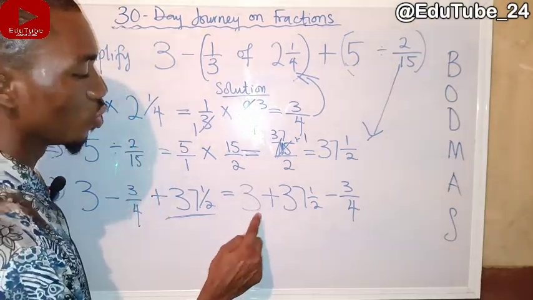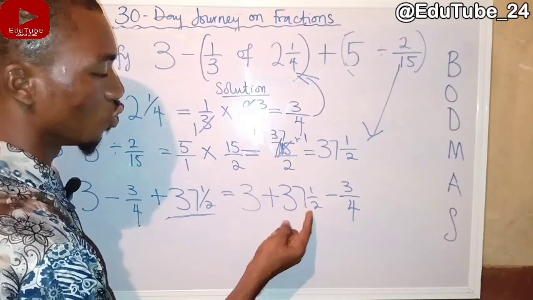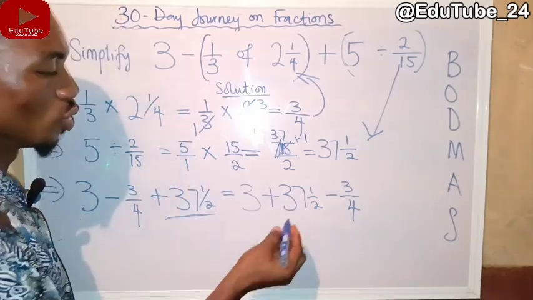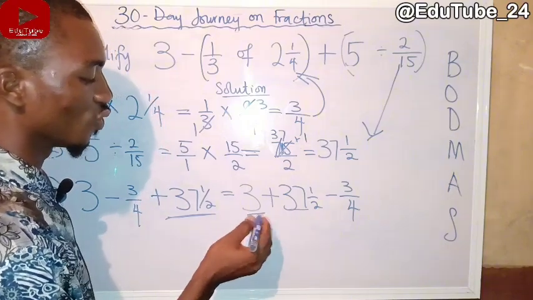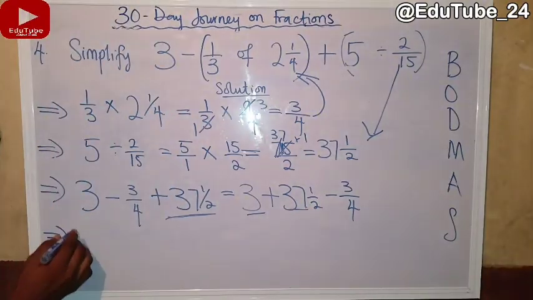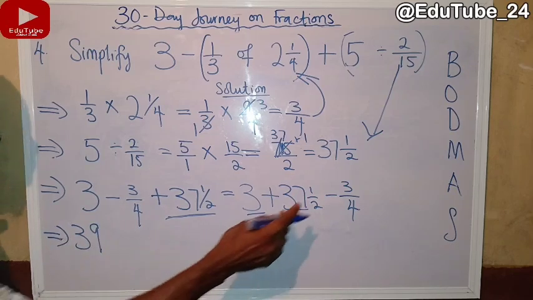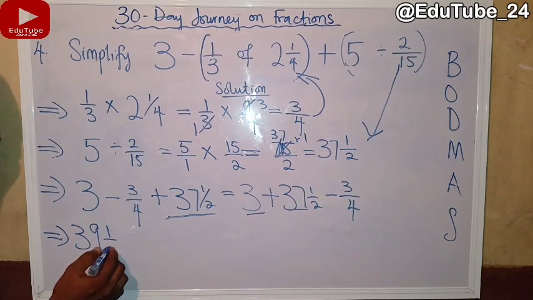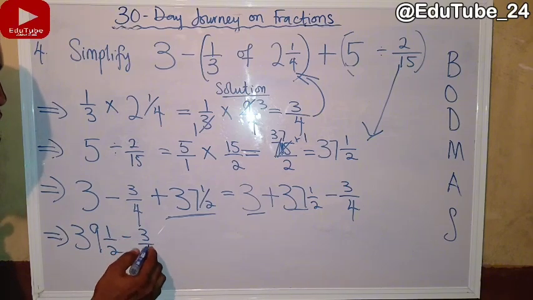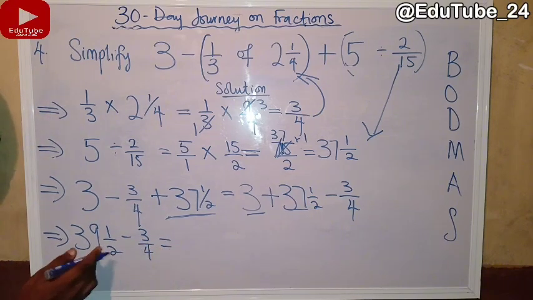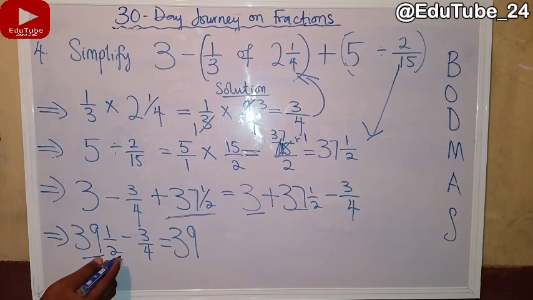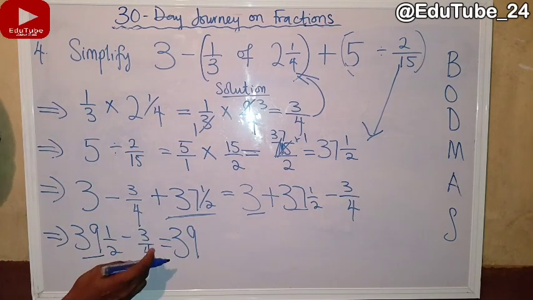So we now have 3 whole number plus 37 whole number 1 over 2. Remember, when we are adding fractions that have whole numbers, we are going to add up the whole numbers first of all. So 3 plus 37 gives us 40 whole number, and we are going to have 1 over 2, then minus 3 over 4. How are we going to go about this? Our whole number still stands, so I'm going to still write it, then we operate on only 1 over 2 minus 3 over 4 as our fraction.